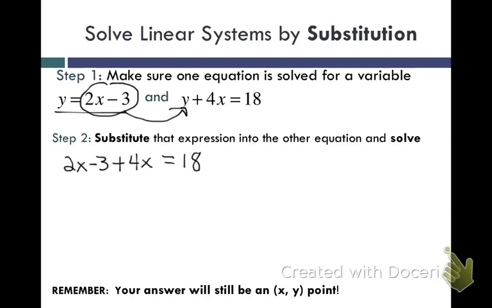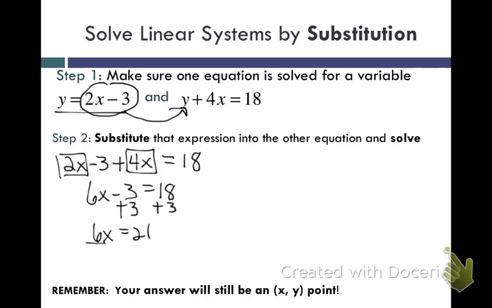So I'm going to combine my x's. I have 2x and 4x, which will give me 6x, and then I'll bring down my minus 3. I want to move my numbers over to the other side, so I'll add 3 to the other side. So I'll have 6x equals 21, and then I'll divide by 6. And x will equal 3.5. So I can either write this as a mixed number or as a decimal.